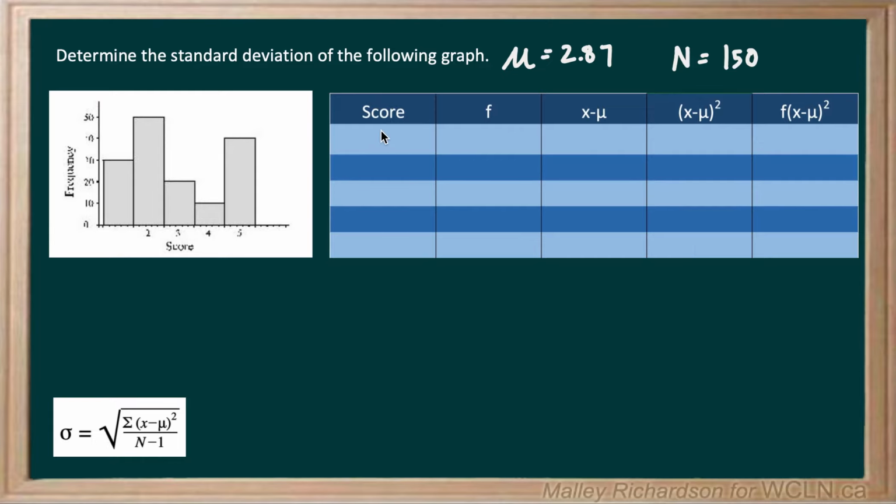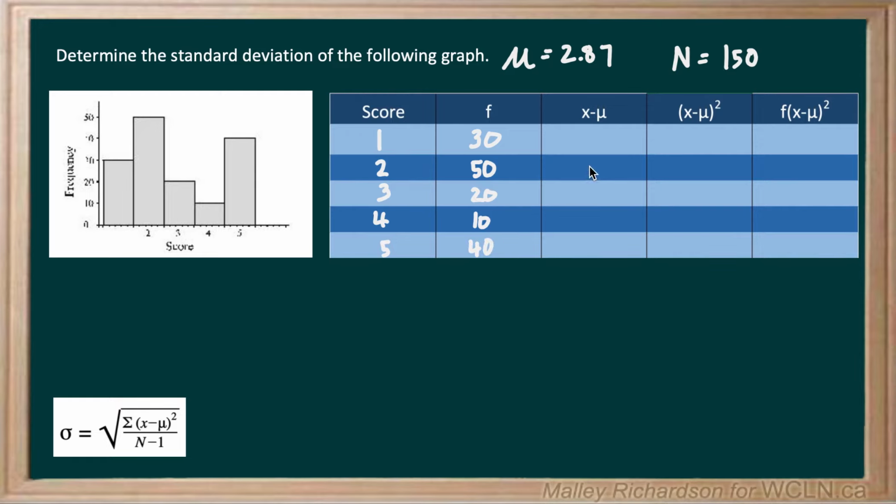The first column in our table is the score. From our graph, we have a score of 1, 2, 3, 4, and 5. Now the next column is f, which stands for the frequency. The frequency for a score of 1 is 30. The frequency for a score of 2 is 50. And the frequency for 3 is 20. The frequency for 4 is 10. And the frequency of 5 is 40.